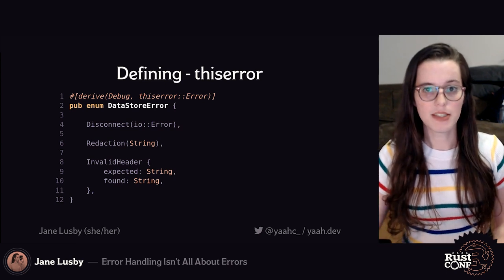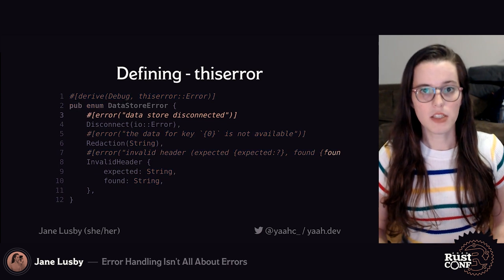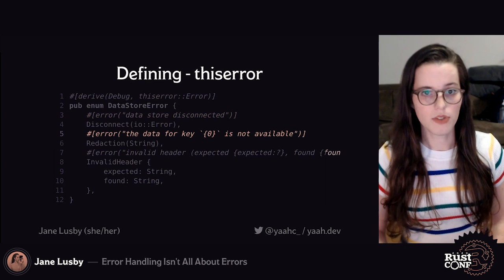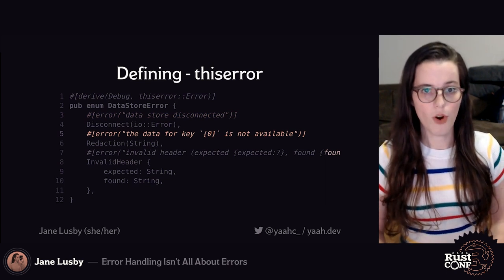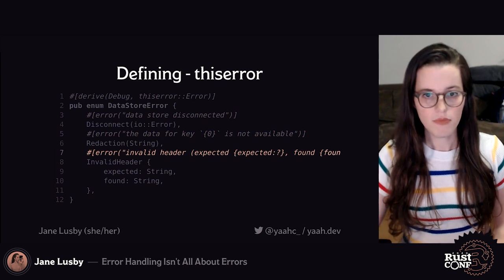Next, we can implement Display with thiserror via error attributes. We can have a simple attribute, which contains only a string literal. We can also include variables in our error messages with thiserror's custom format syntax for both unnamed and named members.